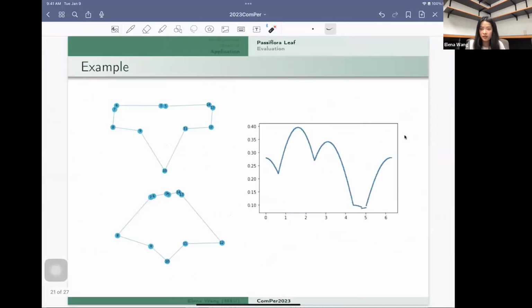So this is an example of how we do our computation. We pick two leaves, and we only trace the outline of the leaves and ignore the inner veins that you saw in the previous slide. That's because in the merge tree computation, these veins would get ignored anyway, so we just remove them from the beginning. Given any two leaves, we compute the distance function, and then we integrate over the domain.